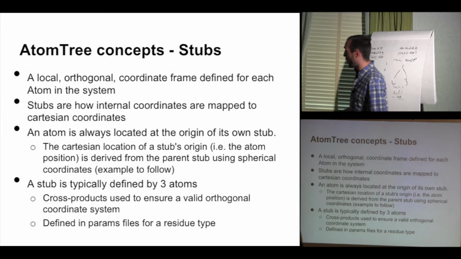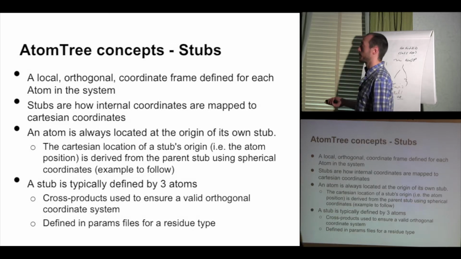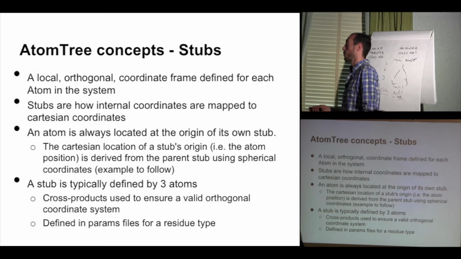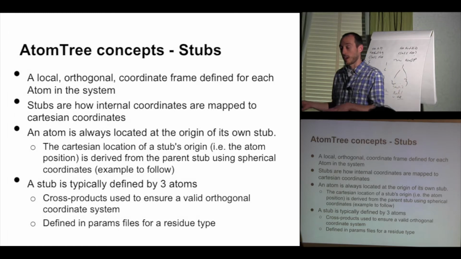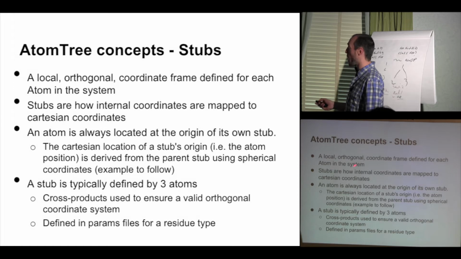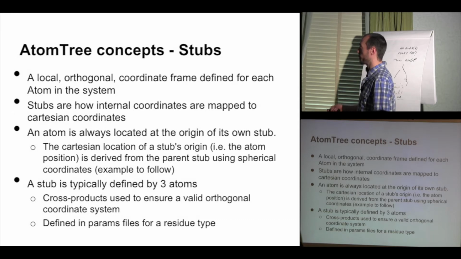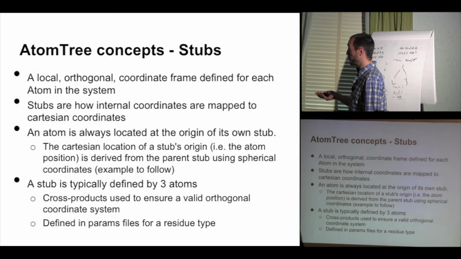Okay. And so let's talk about some of the concepts that are inherent to the FoldTree. Probably the most important one is this concept of a stub. A stub is a local orthogonal coordinate frame defined for every atom in your system. Stubs are how you map internal coordinates to Cartesian coordinates. And in Rosetta, an atom is always located at the origin of its own stub.